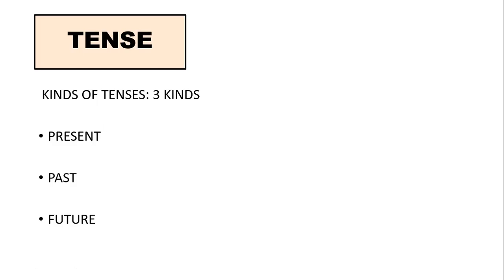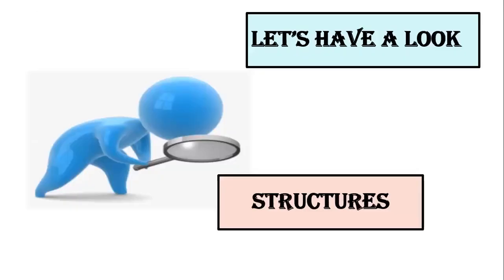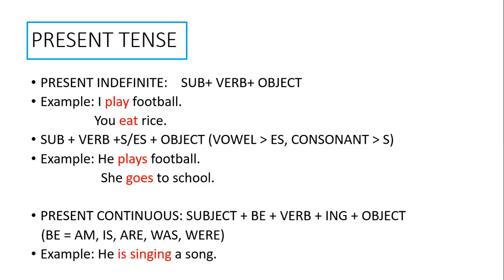future tense. And in all these three kinds of tenses, there are four types of categories: present indefinite, present perfect, present continuous, present perfect continuous, past indefinite, past continuous, past perfect, past perfect continuous, and future indefinite, future continuous, future perfect, and last of all, future perfect continuous. So let's have a look at the structures of the tenses. First of all, the present tense, present indefinite tense.